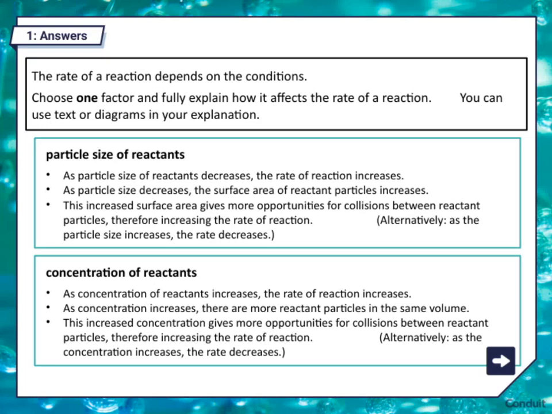Let's talk about how particle size affects the speed of a reaction. When the particles of a reactant get smaller, the reaction happens faster. Why? Because smaller particles mean more surface area is exposed. More surface area means more chances for particles to collide and react. So the smaller the particles, the quicker the reaction. Of course, reaction rates depend on many conditions, but particle size is a key factor that changes how often particles bump into each other.